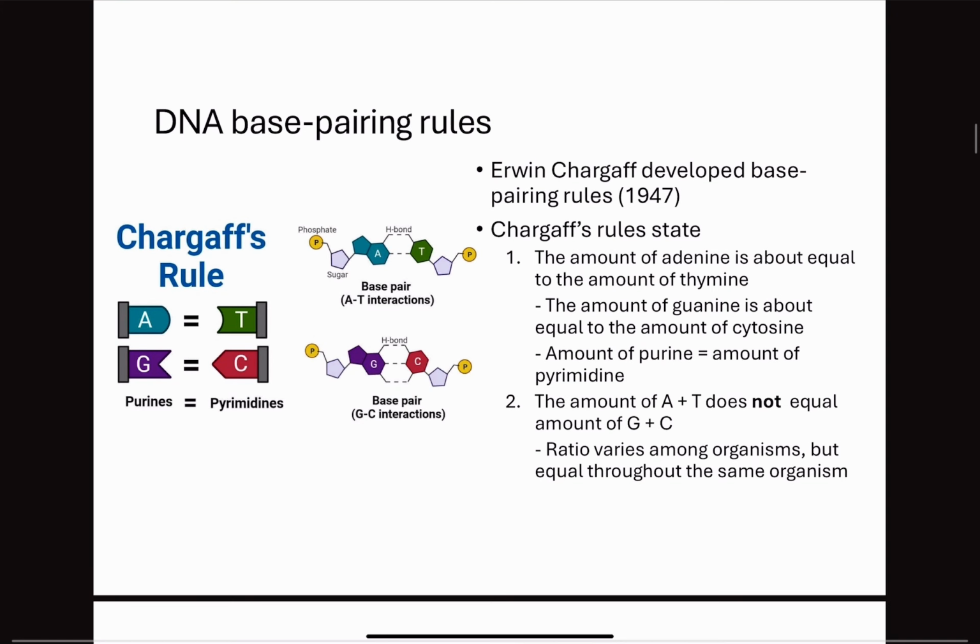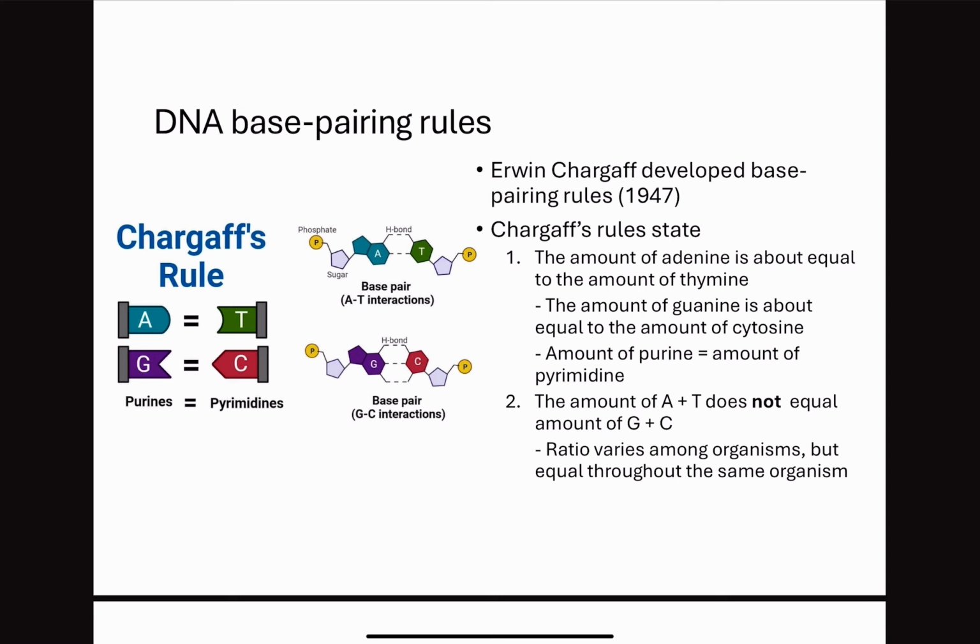So by 1947, there was a scientist named Erwin Chargaff, and he developed the base pairing rules. Basically, he developed a series of rules based on a survey of DNA composition in organisms. He knew that DNA was a polymer of nucleotides that consisted of nitrogenous bases, deoxyribose, and a phosphate group. He knew that the bases could be adenine, thymine, guanine, or cytosine. And he also said that DNA varied from species to species.